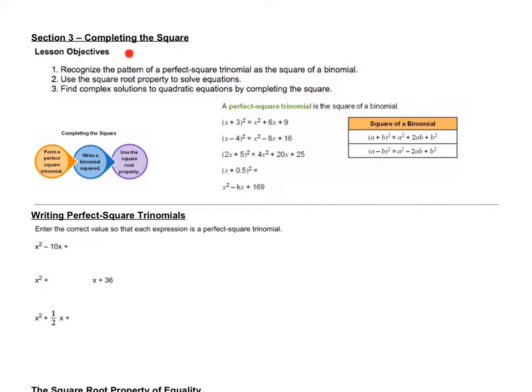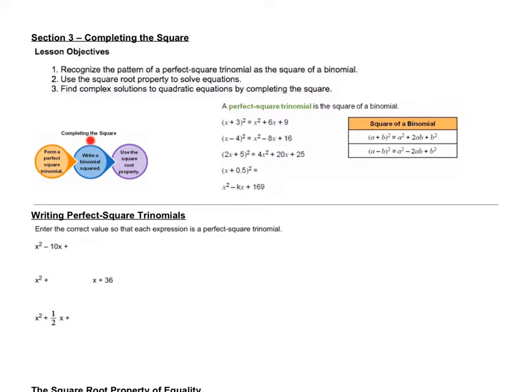This is section 3 and this is called completing the square. What we want to do is recognize the pattern of a perfect square trinomial as a perfect square of a binomial. We want to use the square root property to solve equations. We want to find complex solutions to quadratic equations by completing the square.